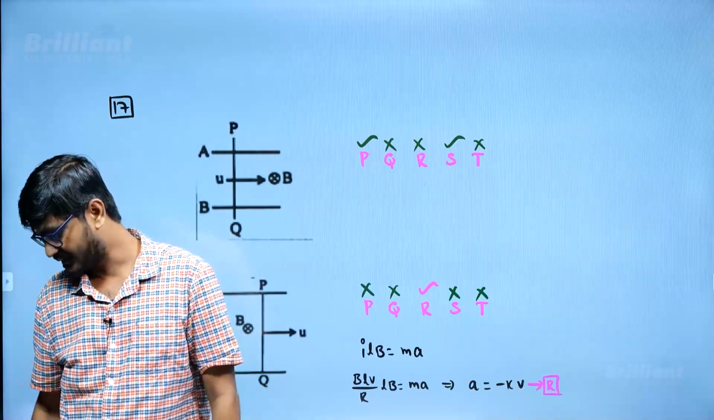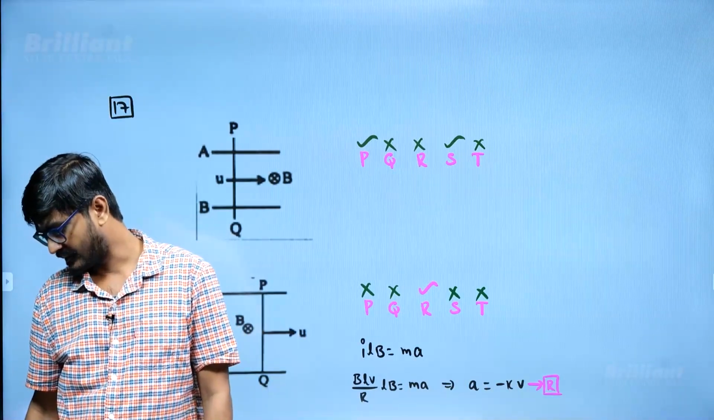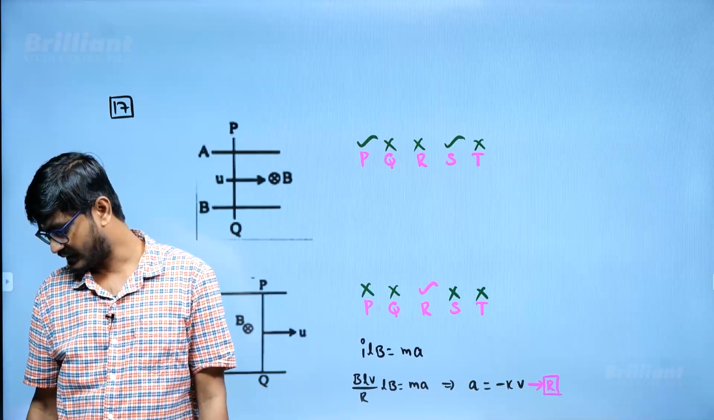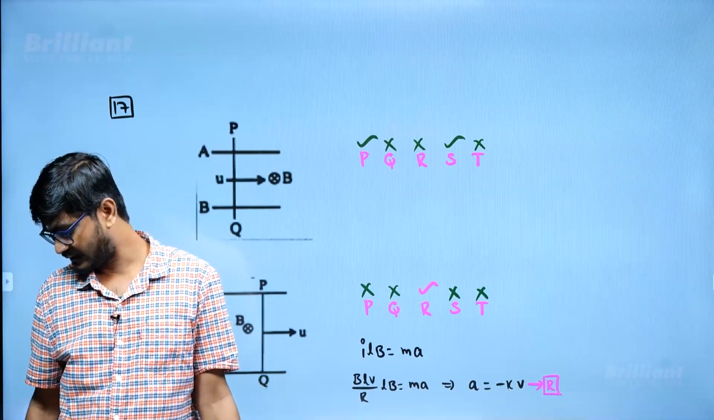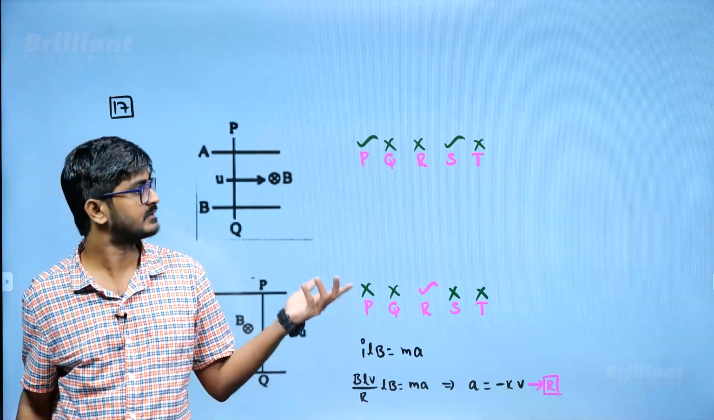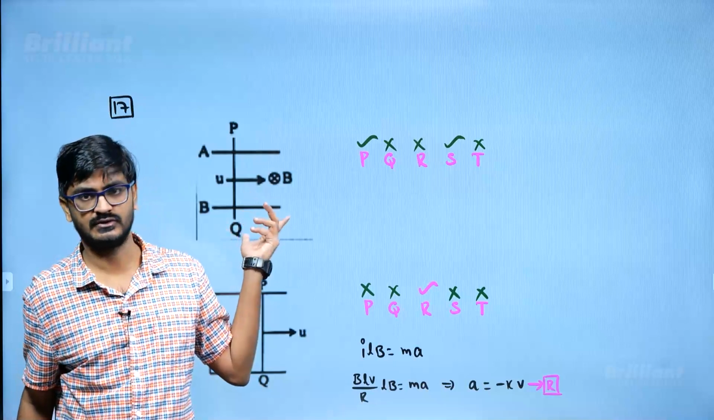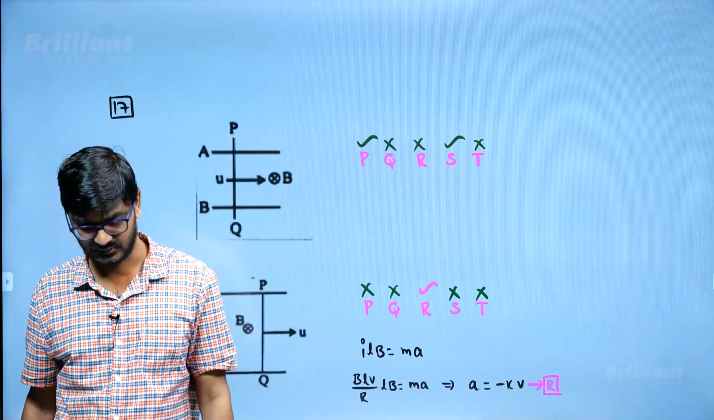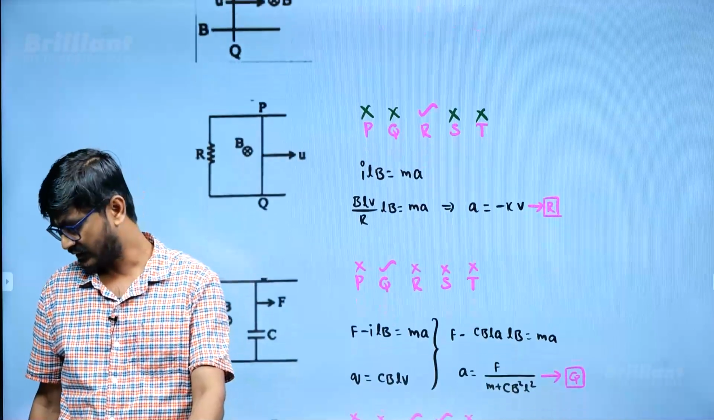Uniform accelerated motion, no, it's wrong. Non-uniform accelerated motion, no, it's wrong. Velocity of the rod is non-zero constant. Yeah, it will be moving with the same speed. No opposing force, right? Same speed. Motion is SHM, which is wrong. So the first one is okay. Now going to the second option.